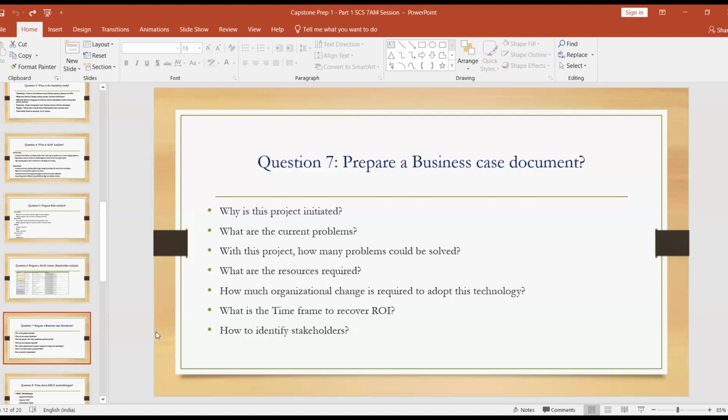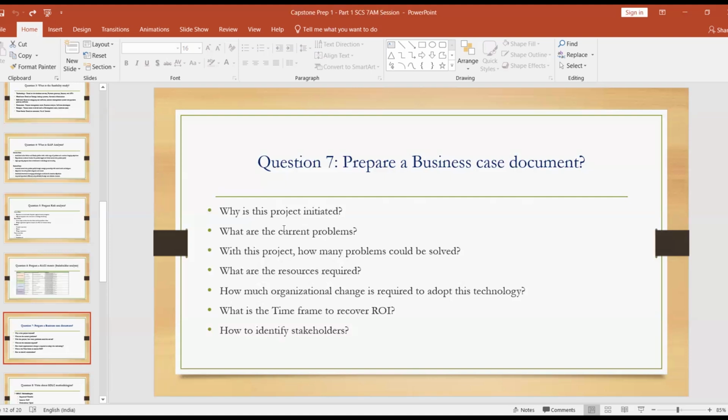In a similar way, while starting this question, you have to make a note of what exactly the business case document is initially, elaborate it in a few lines, and mention all these particulars so that everything will be covered. For example, what exactly does it consist of? These 7 particular questions should all be answered.